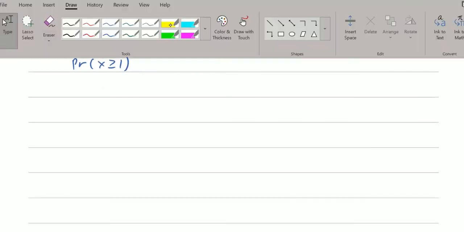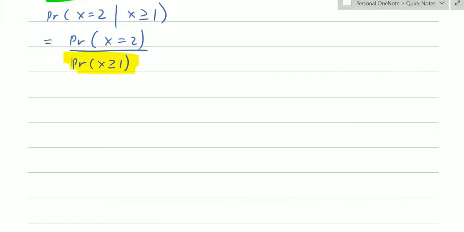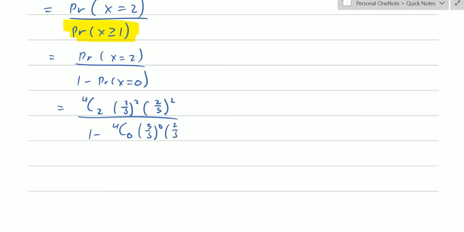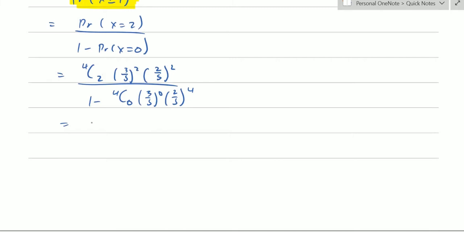And as I was saying before, if we ever have an at least 1, we always rewrite that as 1 minus none, just for simplicity's sake. So now we can do 4 choose 2, and the probability of getting it is 3 on 5, and not getting it is 2 on 5. And then 1 minus 4 choose none. So that's 3 on 5 to the 0, and 2 on 5 to the 4. So 4 choose 2 is 6.